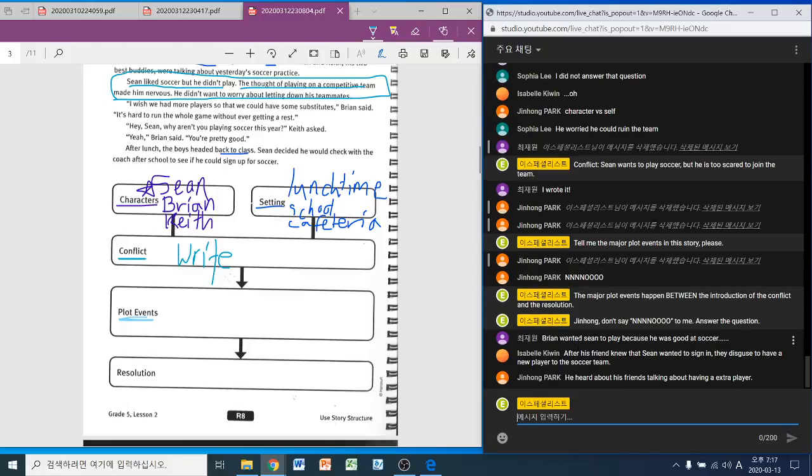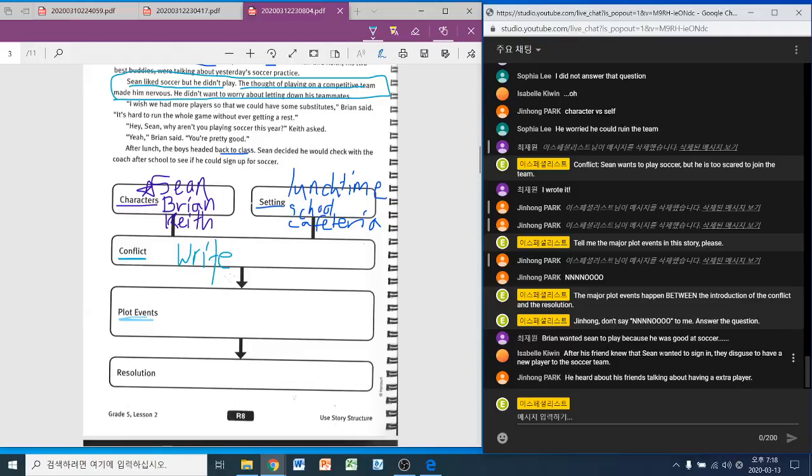Alright, we have here, Brian wanted Sean to play because he was good at soccer. What is this? Why so many dots? It makes it feel like you don't believe it. Brian wanted Sean to play because he was good at soccer. Right? You want to have one period.